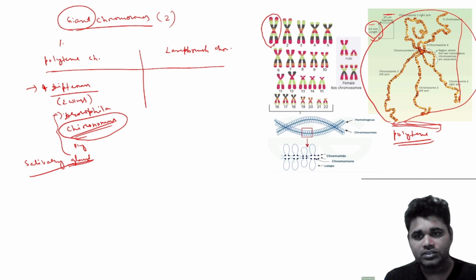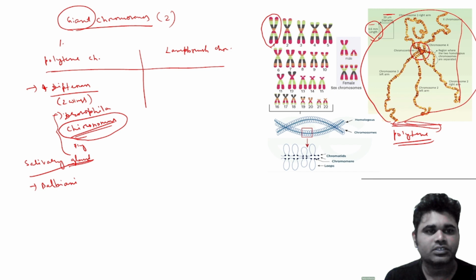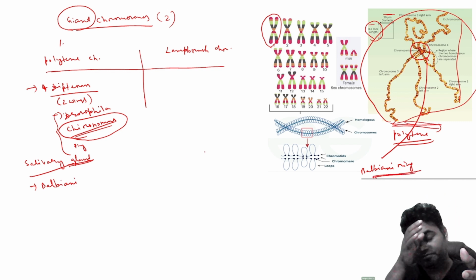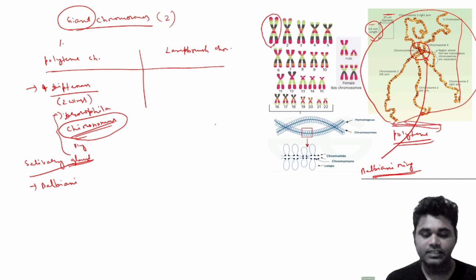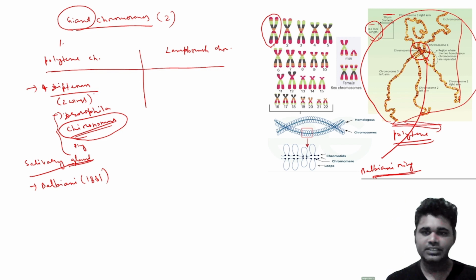This is the polytene chromosome which was discovered by Balbiani. That's why these structures are called the Balbiani rings. The name comes from the discoverer, Balbiani, in 1881. In 1881, Balbiani discovered this chromosome from the salivary gland of dipteran insects.